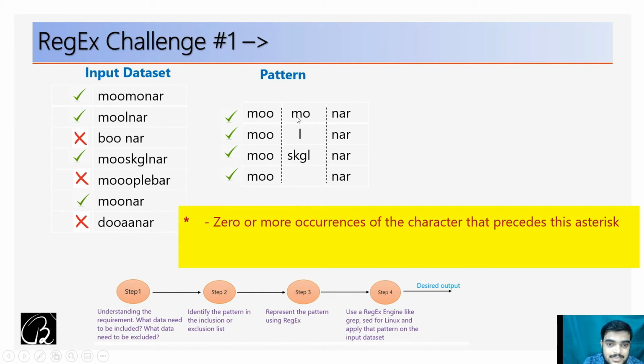Now what about the character? Because the character itself is unpredictable, right? Because we don't know what we need to put before this star, like what character should precede this asterisk.